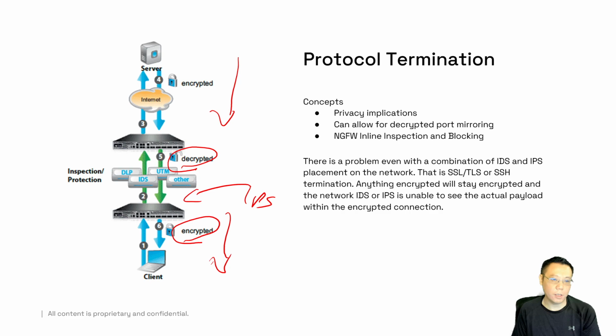You can do so with SSL, TLS, and SSH. These are common protocols for termination. UTMs usually do that for you, but they may not provide you the raw port mirroring of decrypted traffic. That could be just built-in mirroring of traffic inside its own software blades.